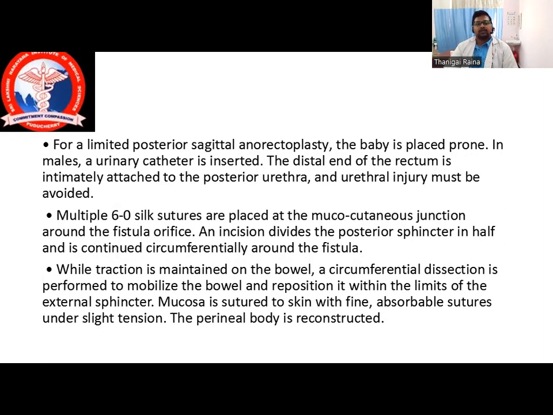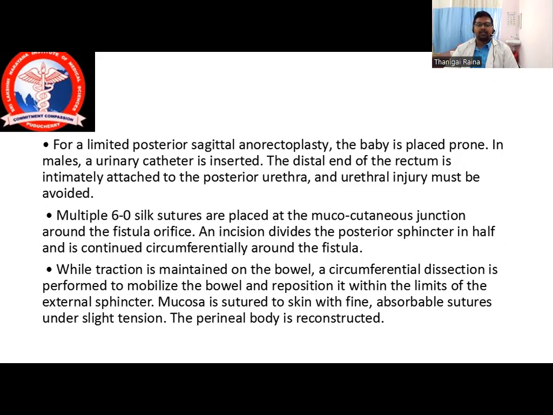For a limited posterior sagittal anorectoplasty, the baby is placed prone. In males, the urinary catheter is inserted. The distal end of the rectum is intimately attached to the posterior urethra, and urethral injury should be avoided by placing the catheter. That is why placing a catheter is very important. Multiple 6-0 silk sutures are placed at the mucocutaneous junction around the fistulous orifice. An incision divides the posterior sphincter in half and is continued circumferentially around the fistula.